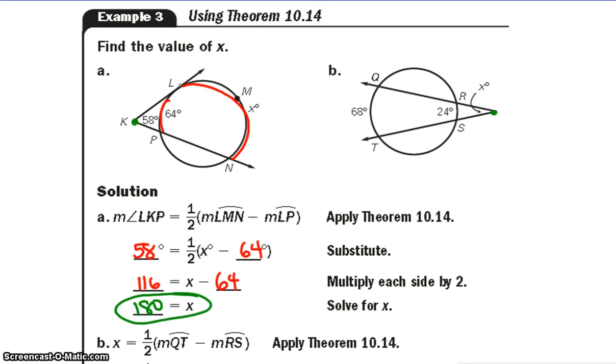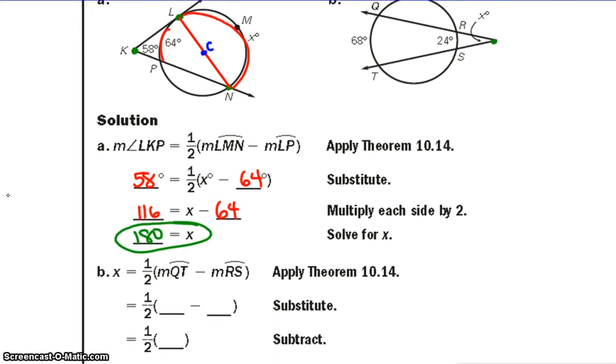And what that also means is that if I were to connect point L to point N, I can actually create a diameter because the arc LMN is 180, or a semicircle. So from L to N would cut the circle in half, and this would be my center.